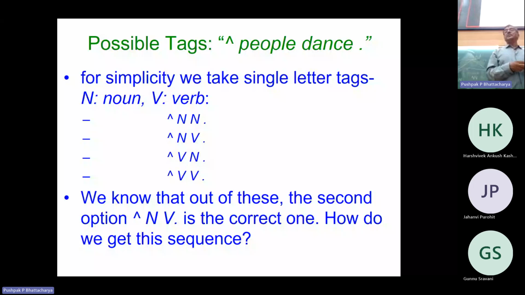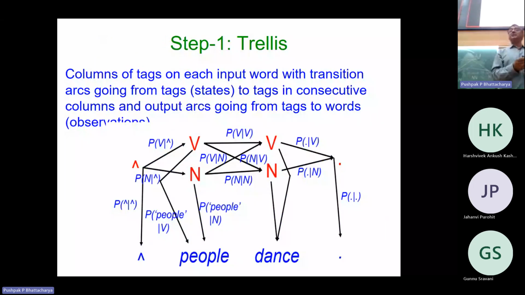So first of all, we create the trellis. The trellis is a column of tags on each input word, with transition arcs going from tags, which are states, to tags in consecutive columns, and output arcs going from tags to words, which are observed. Looking at the trellis here, we have the hat symbol, hat goes to hat. Then from hat we go to V and N, with labels probability of V given hat and probability of N given hat. Then from V, we have an arc going to people, the probability of people given V. Then from N, we have an arc going to people, probability of people given N.